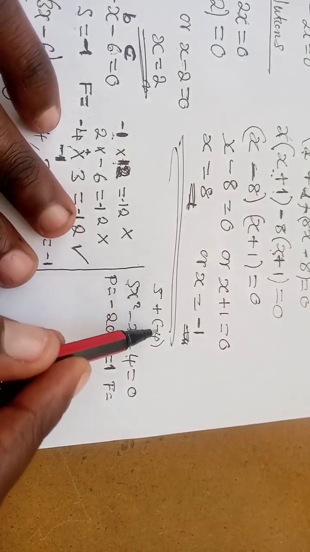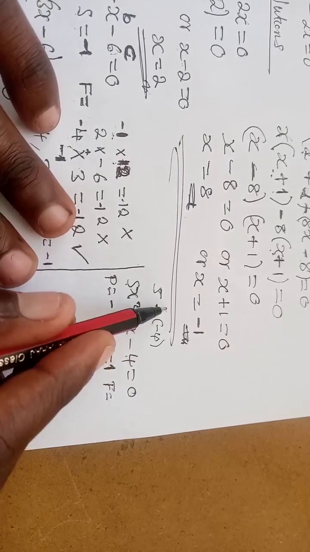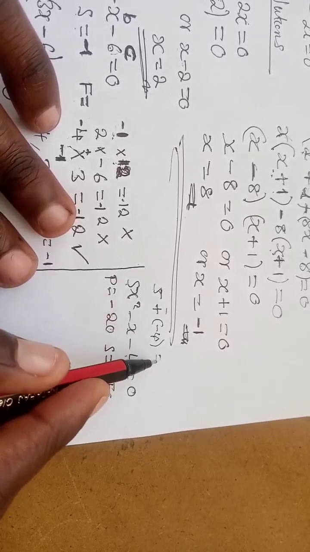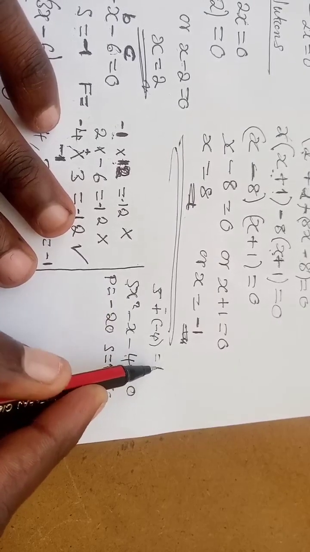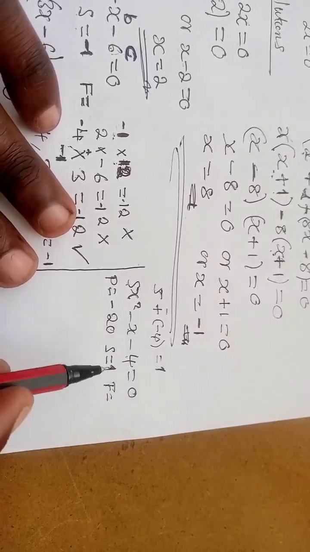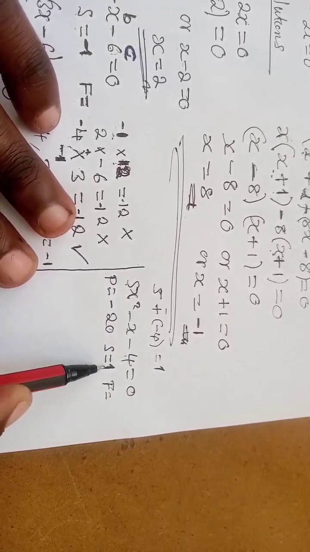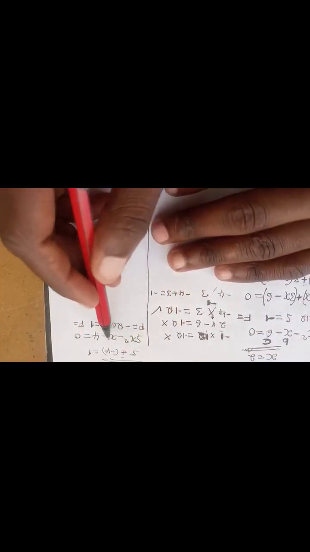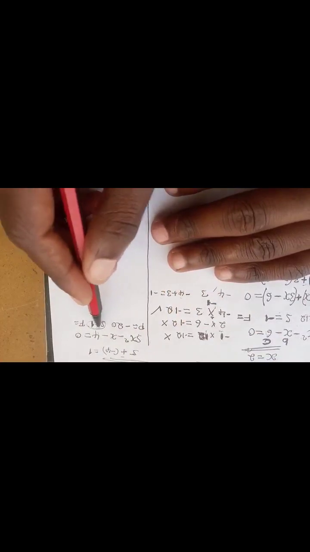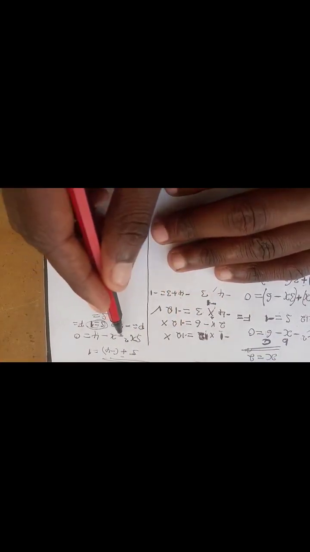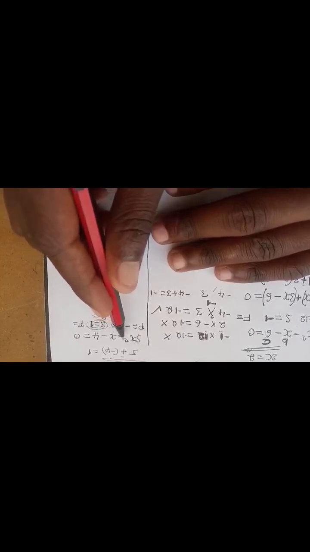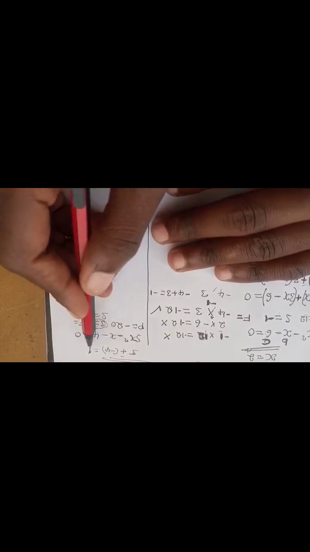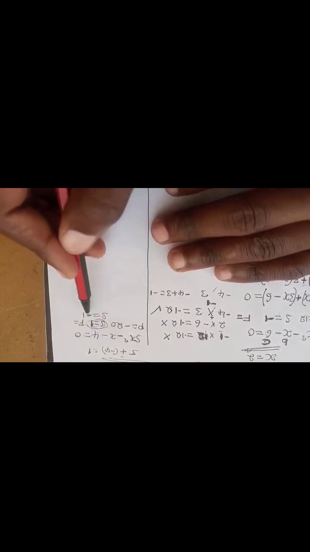Negative times positive is going to give us negative. So 5 minus 4, it is equal to what? It is positive 1. But we are looking for the sum, which is negative 1, not positive 1. So we're not looking for 1, we're looking for negative 1.